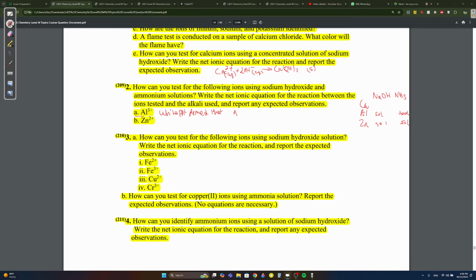So the net ionic will be Al(OH)3, because you crisscross, so you have to balance and put a 3 here. And then for zinc, a white precipitate forms that dissolves in excess NaOH and excess NH3, and the net ionic will be this. Because you crisscross, you have to put a 2 here. That's it. A white precipitate forms that dissolves in both.